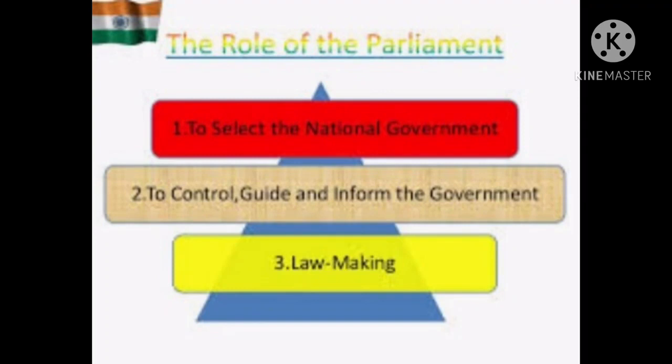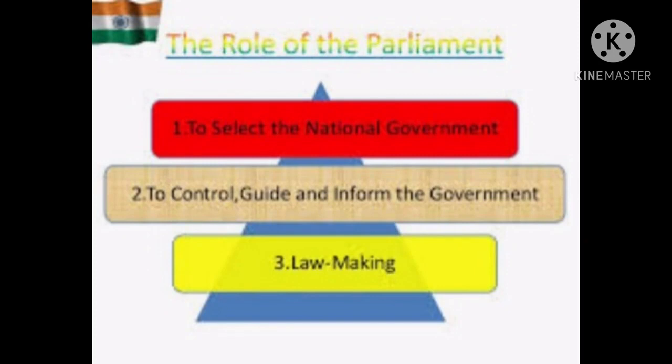See, after the election results come, a political party which gets 272 or above 272 seats is invited to form a government by the president. After the election results, they prepare a list of which political party has won how many seats. So whichever political party gets 272 seats or above is asked to form the government by the president.